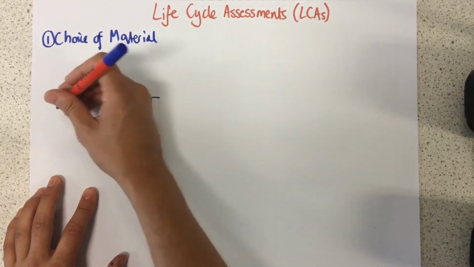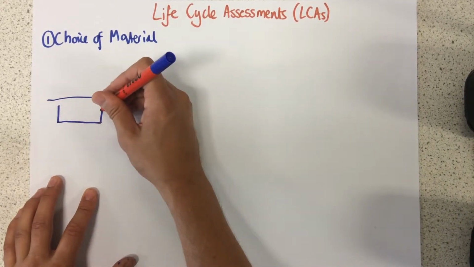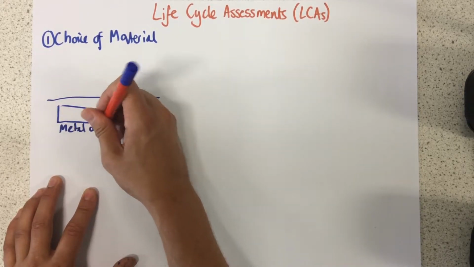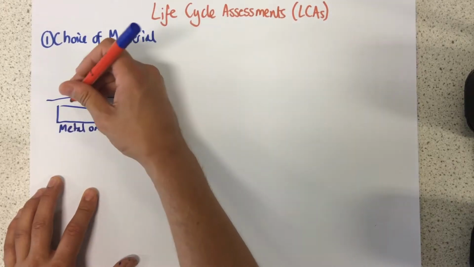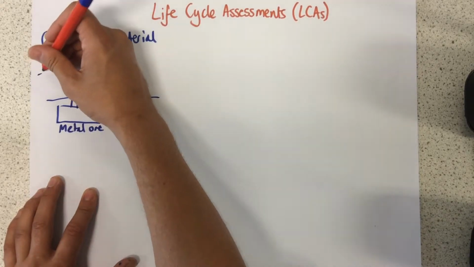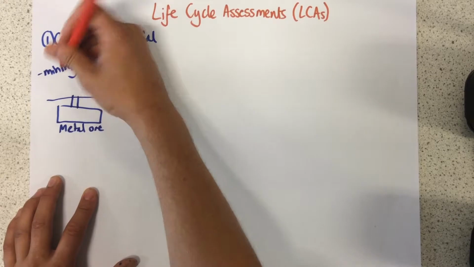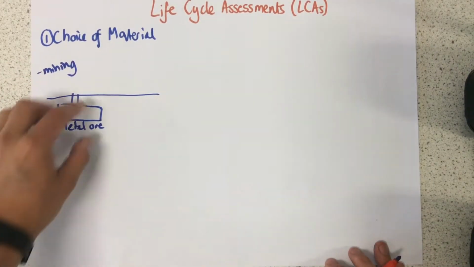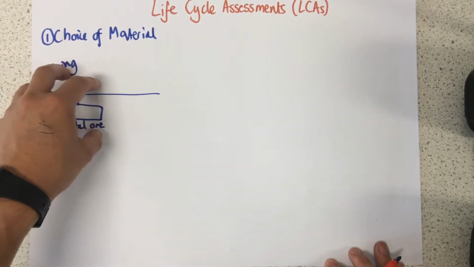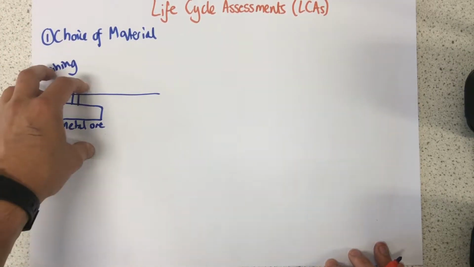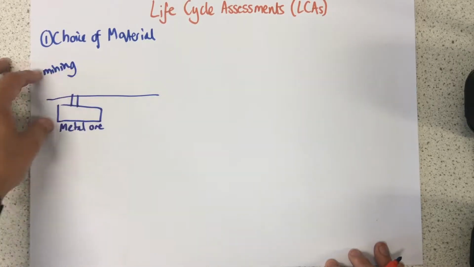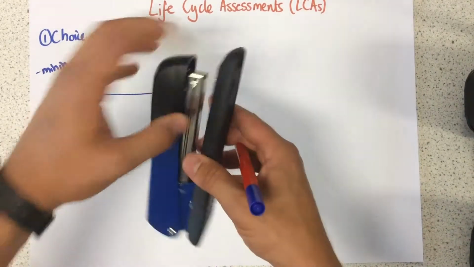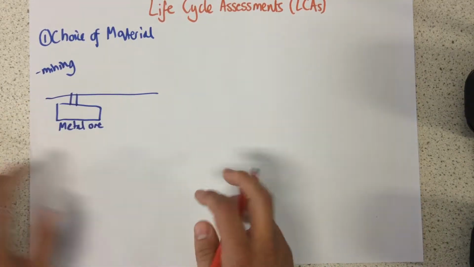If, for example, we have a metal, we have to extract the metal ore from underneath the Earth's surface. So that requires mining. Now with this mining, we might have lots of vehicles coming in, lots of work going on here. So habitats might be destroyed to make this mine in the first place. Also, quite a lot of pollution might be produced by all of the vehicles required for mining. And there's metal in this stapler right here.